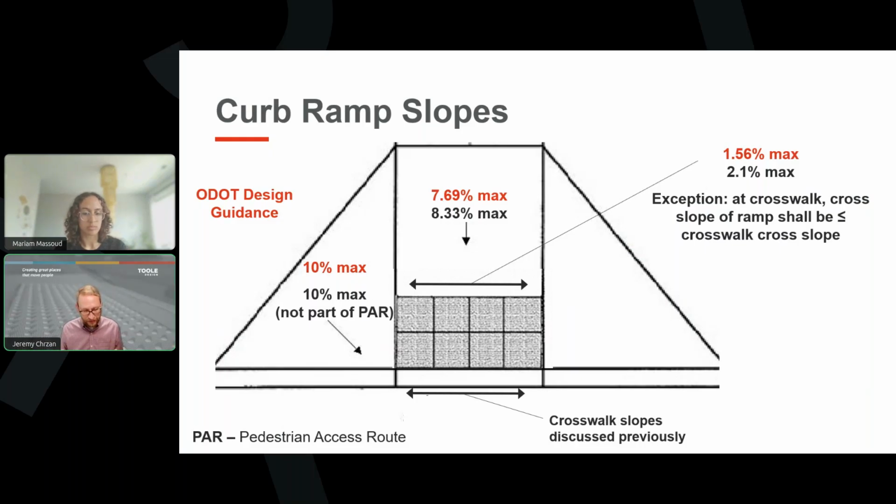That also is important to know because there could be times that you need to exceed ODOT's preferred slopes. In those cases, you should still be striving to stay underneath PROWAG's requirements. Otherwise, it is a technically non-compliant ramp from the US Access Board's perspective. So the curb ramp slope is 8.33% from PROWAG's perspective, 7.69% from ODOT's perspective.